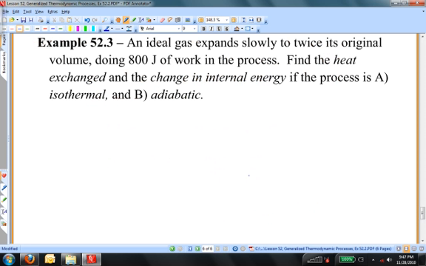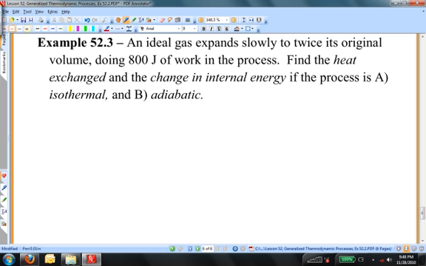Here's the last numerical example. An ideal gas expands slowly to twice its original volume, doing 800 joules of work in the process. Find the heat exchanged and the change in the internal energy if the process is A, isothermal, and B, adiabatic.